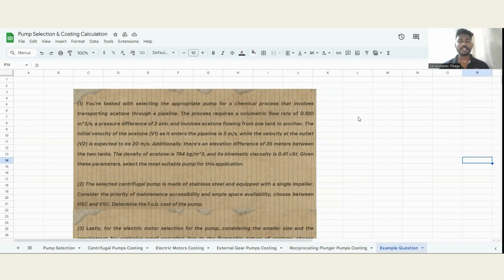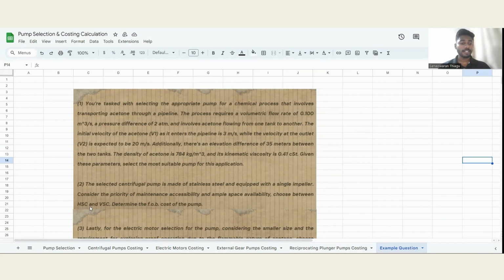The initial velocity of the acetone V1 as it enters the pipeline is 3 meters per second, while the velocity at the outlet V2 is expected to be 20 meters per second. Additionally, there's an elevation difference of 35 meters between the two tanks, and the density of acetone is 784 kilograms per meter cube, and its kinematic viscosity is 0.41 centistokes. Given these parameters, select the most suitable pump for this application.